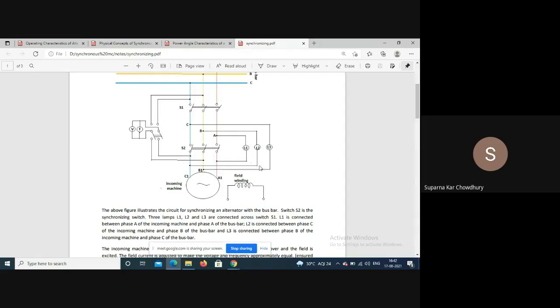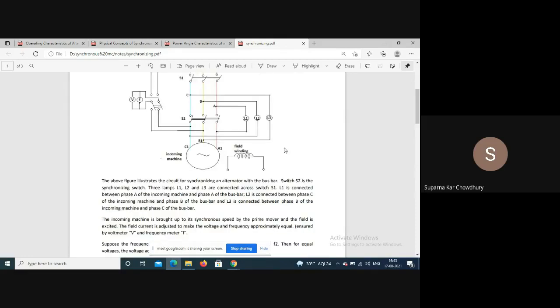So that's why the one dark two bright lamp method is preferred, because the condition is that this lamp should be dark and these two lamps should be equally bright.